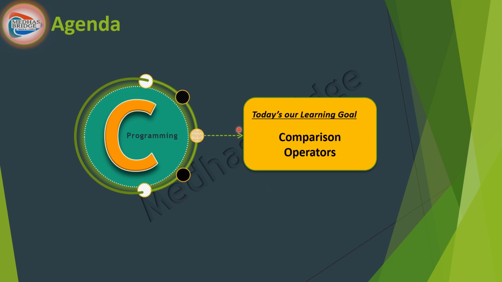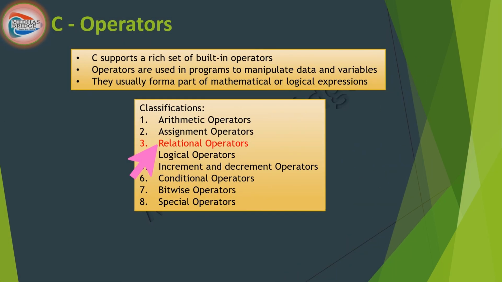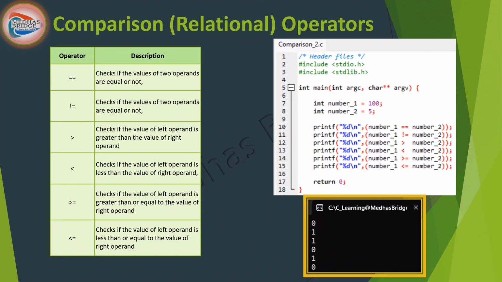Here is our today's agenda. Comparison operators, or relational operators, basically compare two operands and provide the result based on the comparison, either true or false, right?